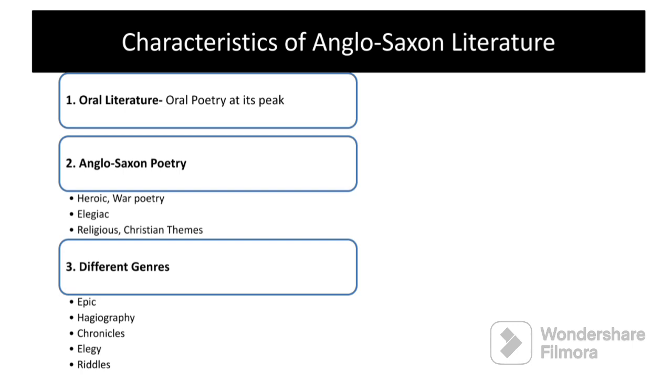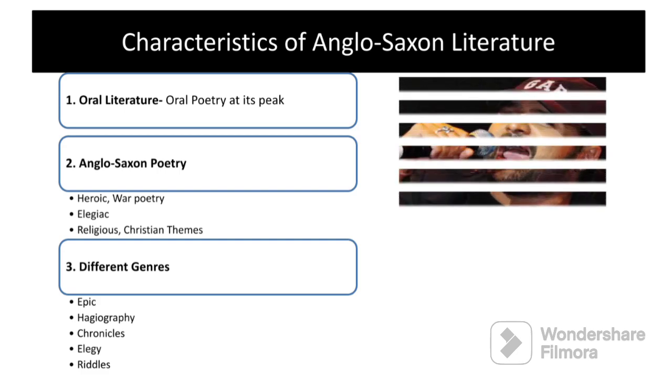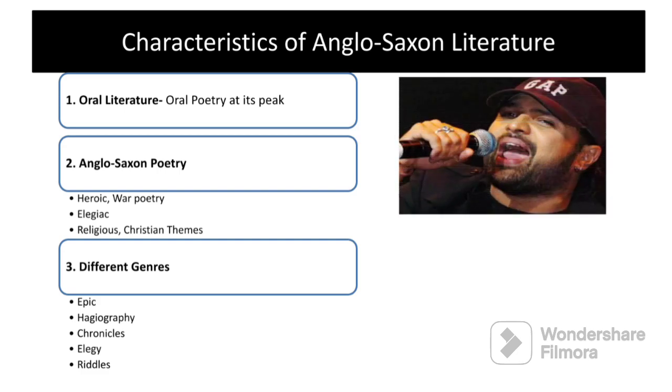Now coming to the second part of our video, that is the characteristics of Anglo-Saxon literature. Sometimes in your exams, you can be asked what the characteristics of Anglo-Saxon literature are, and then you will remember to mention all these points. Okay, first, the literature of this time was mainly oral, and especially oral poetry was at its peak. Oral poetry means the songs and ballads and refrains.